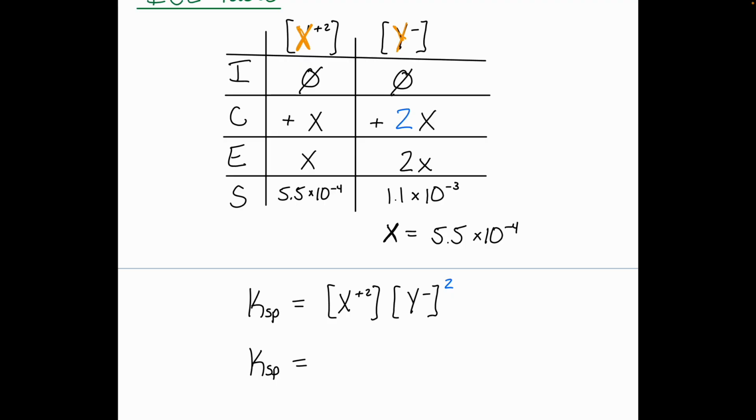Right? So that 5.5, I plug 5.5 times 10 to the negative 4, I plug that in for my cation. That 1.1 times 10 to the negative 3, I plug that in for my anion, and I square it. And I get 6.6, let's round it to 2, 6.7 times 10 to the negative 10.